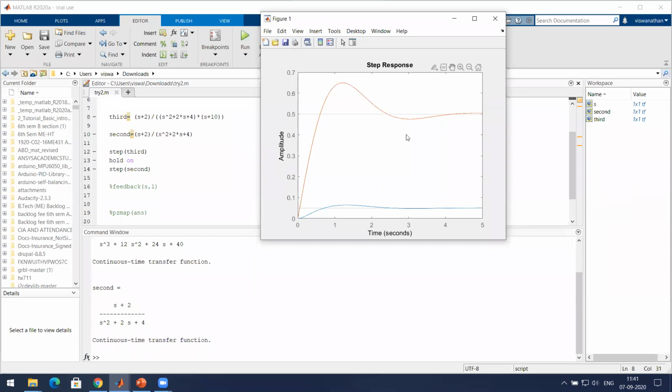This red color is this third order system, and the second one is this blue color. Okay, so it's not the same. It's not the same. So how do we make it the same? How do we make a third order system equivalent to a second order system?